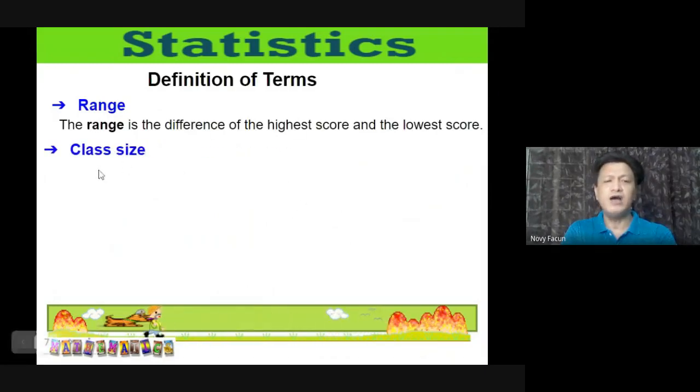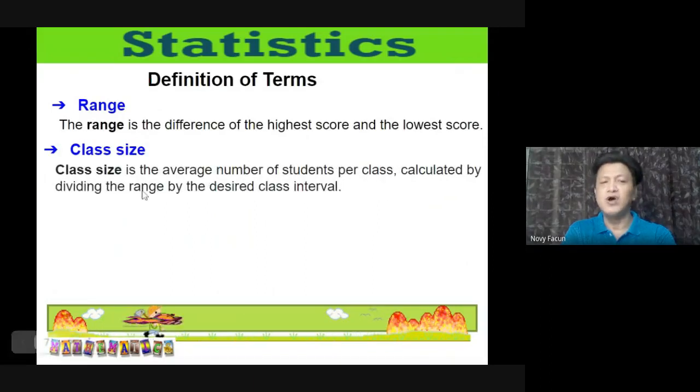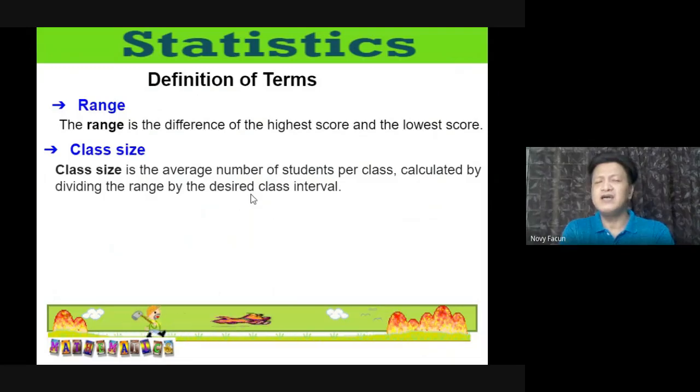Okay, and we have another word that is class size. Pag sinabi natin class size, also known as class width. This is simply the average number of students per class. How are you going to find it? Calculate by dividing the range by the desired class interval. Pag sinabi niya class interval, ito yung tinatawag natin, these are yung ating bracket kasi dyan, either between 5 to 15. Okay, para maging tayo doon aware.